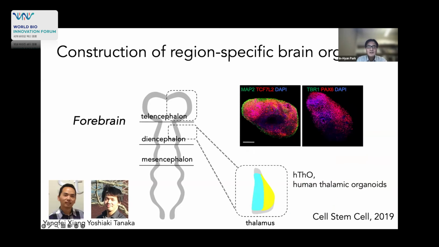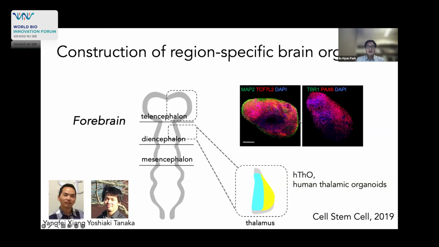To see the function of this telencephalon, we knew that it directly connects to the subcortical area called the thalamus. So we made an effort to produce the thalamic areas of the brain by using human stem cells. We introduced BMP7 and some FGF signal inhibitors to produce this thalamic organoid. As you can see here, this thalamic organoid expresses the pan-thalamic marker TCF7L2, but does not express the cortical marker TBR1.